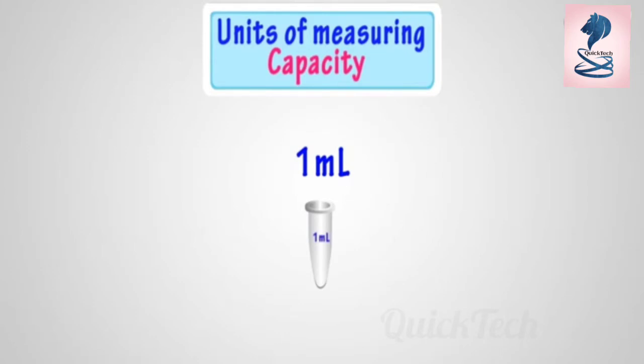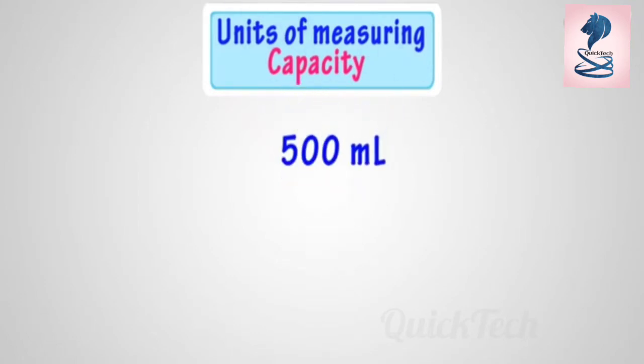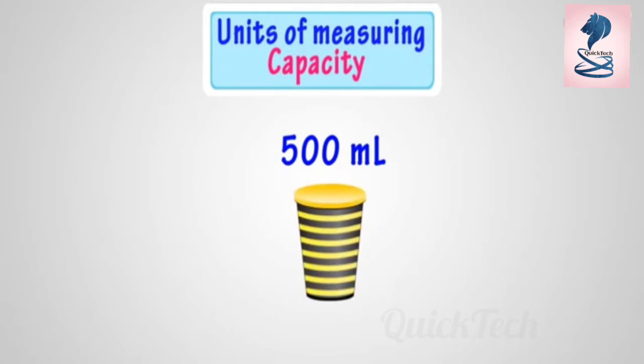Now, let's learn how much quantity is 25 milliliters. This small container can hold at most 25 milliliters of water. So, its capacity is 25 milliliters. Now, let's learn how much quantity is 500 milliliters. Here, we have a container that can hold at most 500 milliliters of water. So its capacity is 500 milliliters.